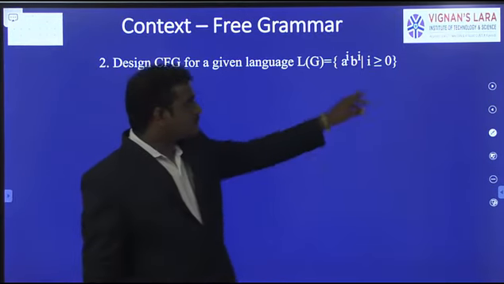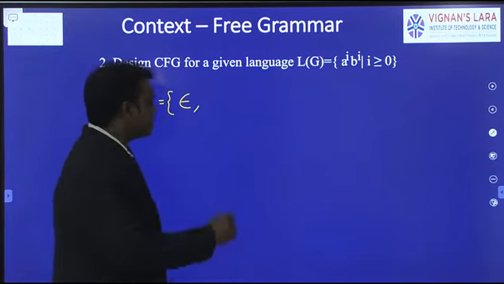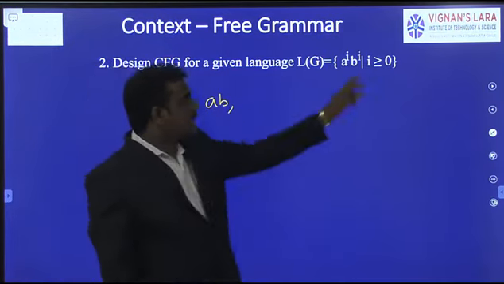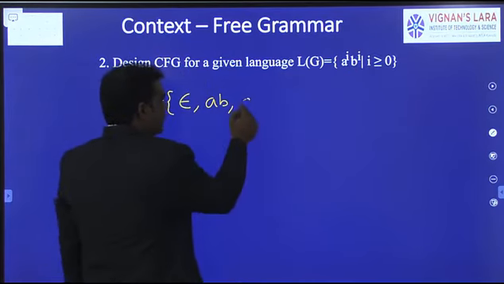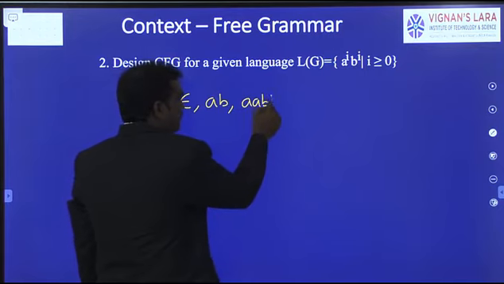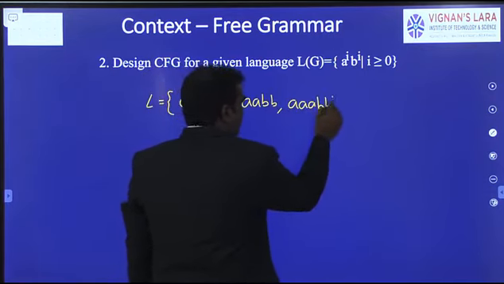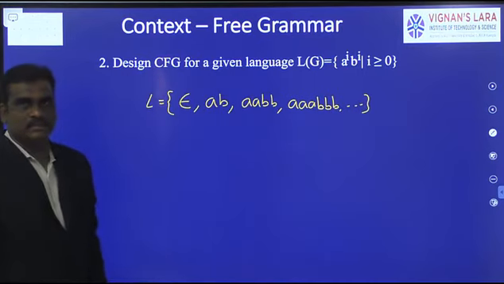Next one. Now take i equal to 1. So a^1 b^1, that means AB. Next one, i equal to 2. So a squared, b squared, that is double A, b squared. Same way, a cube, b cube, like that. So these are the language strings.